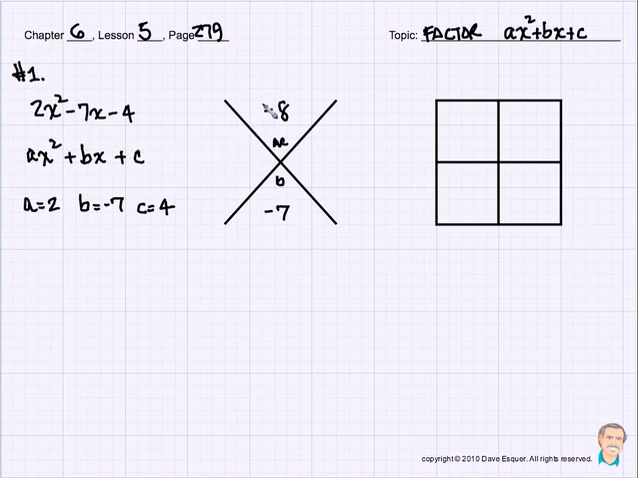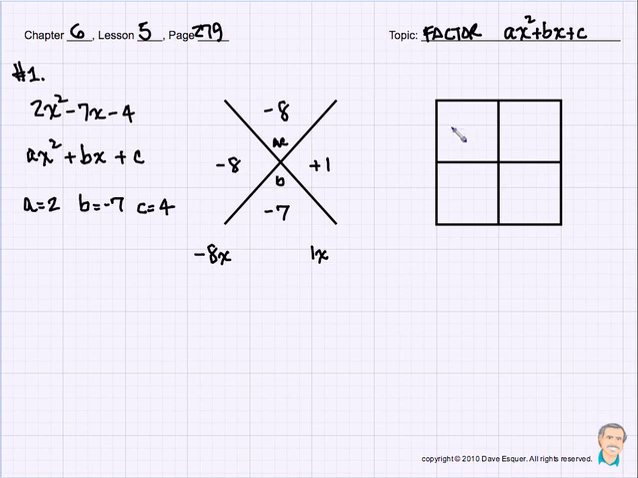So let's think about a product of two numbers that turns out to be negative 8, and yet their sum turns out to be minus 7. And I think we can use a negative 8 and a plus 1. Negative 8 times positive 1 is a negative 8, and a negative 8 plus 1 is a negative 7. So we have to place a minus 8x, and we have to place a 1x. Let's go to our box.